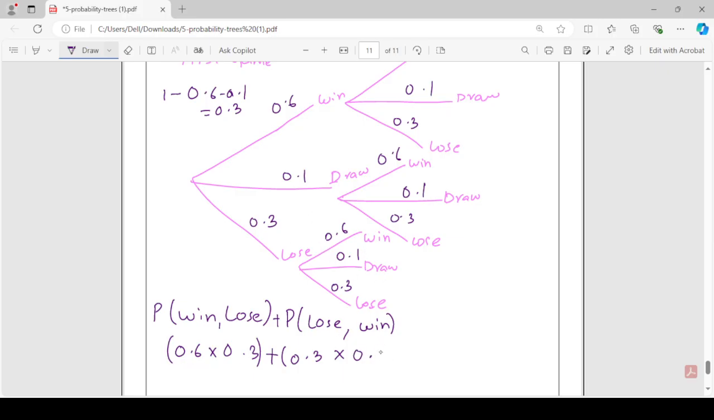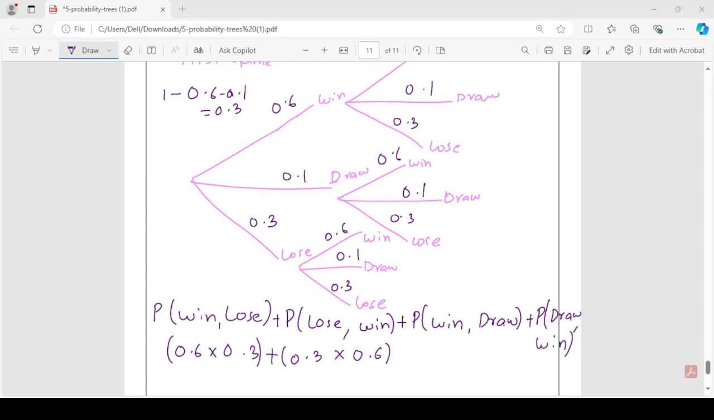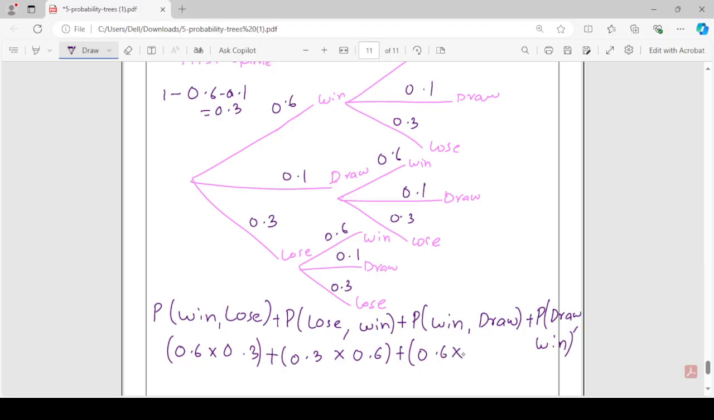is 0.6. We have more combinations here because there are 3 branches. So she can win the first game and she can draw the second game. She can draw the first game and she can win the second game. Those are the only 4 that will be there. So the probability she wins the first one is 0.6, she draws the second one is 0.1, and she draws the first one is 0.1 times she wins the second one is 0.6.